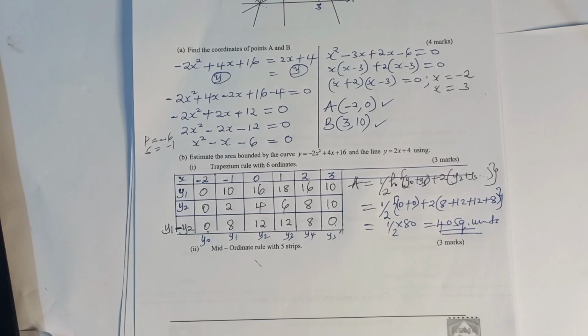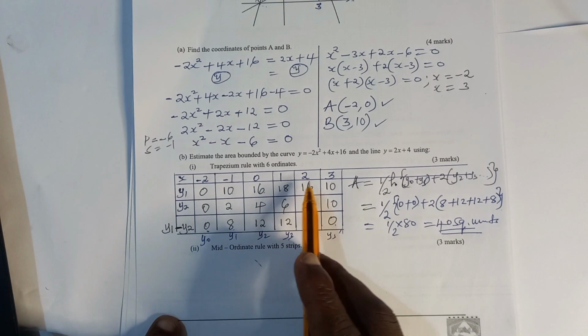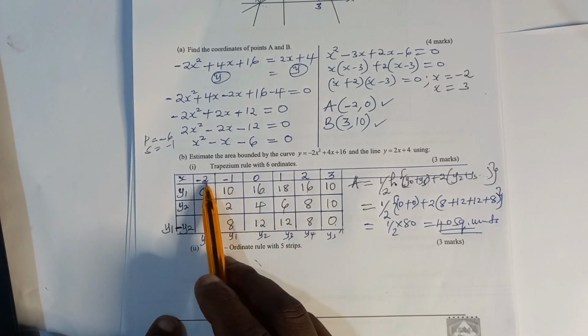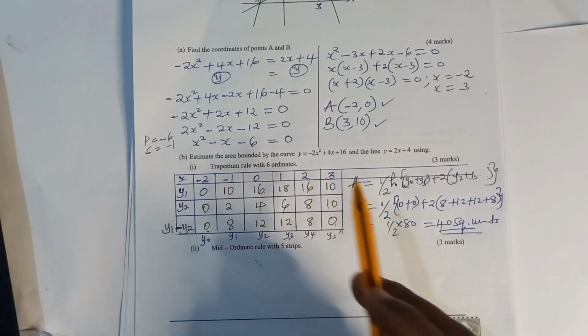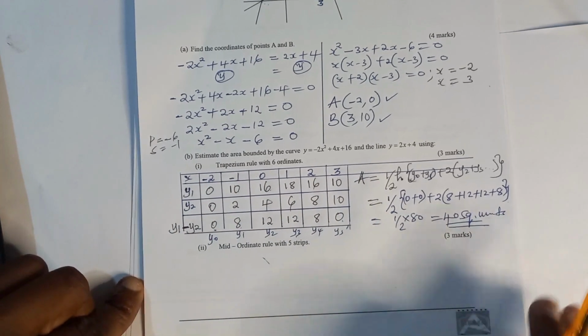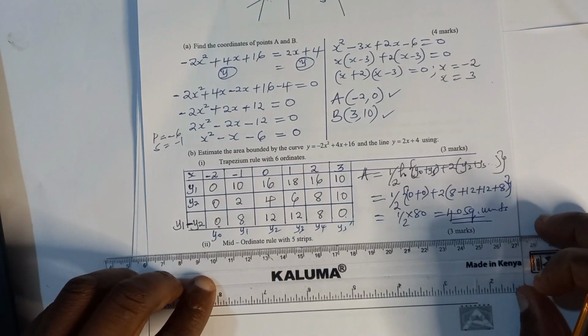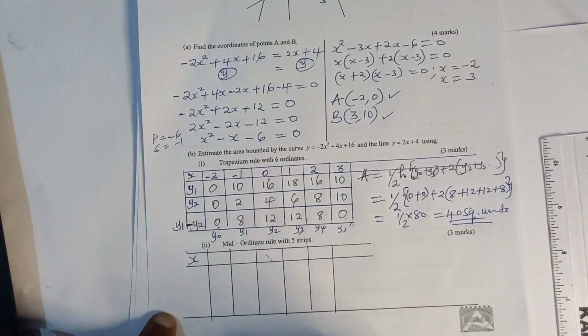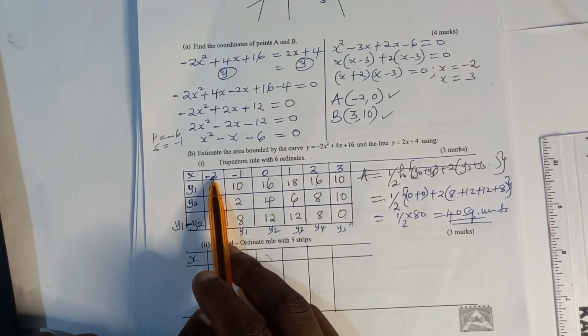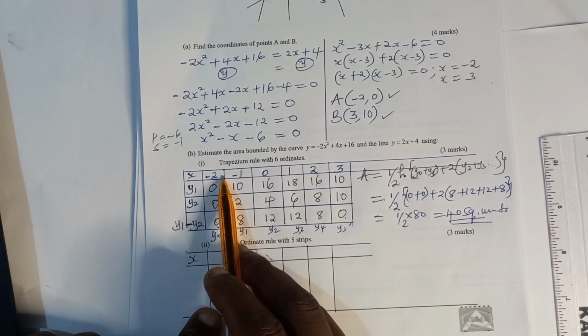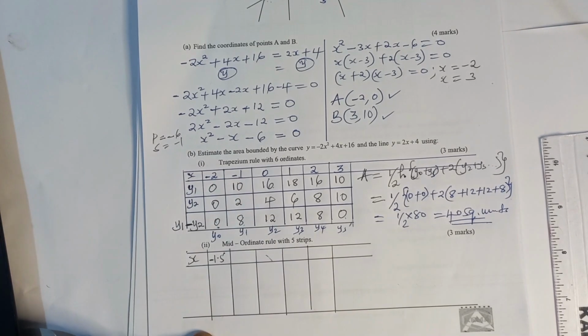The mid-ordinate rule. For the mid-ordinate rule, we shall get the midpoints of these strips. For example, between -2 and -1, what is at the center? We pick the mid. So I'll create a table here to extract those midpoints. So that is why you have X. So the first mid is between -2 and -1. The mid of that strip will be -1.5. That will be the first one.